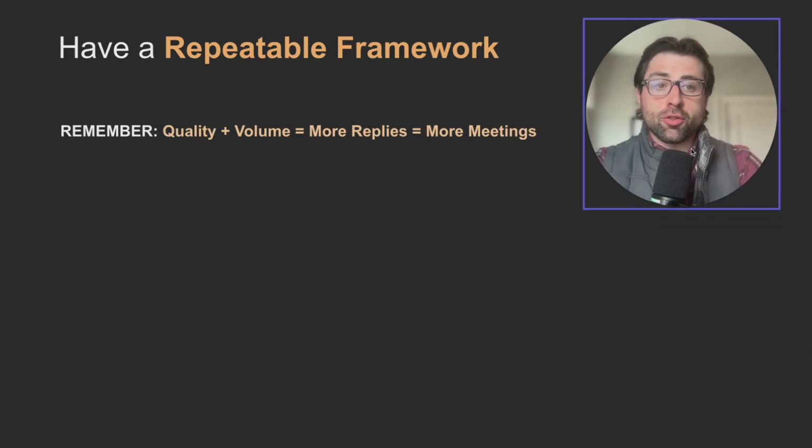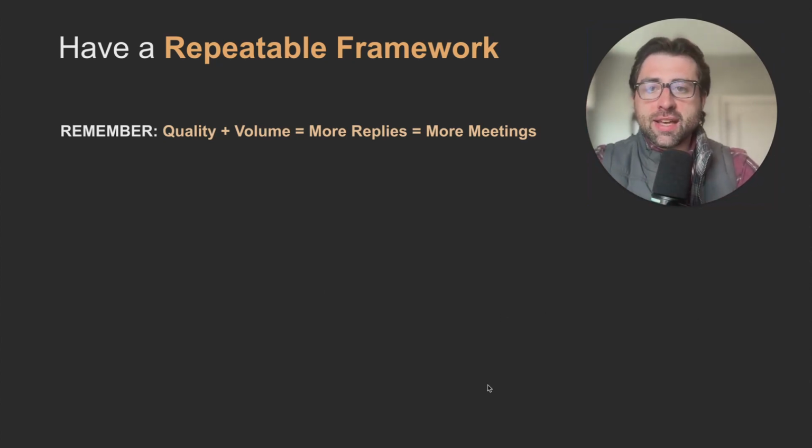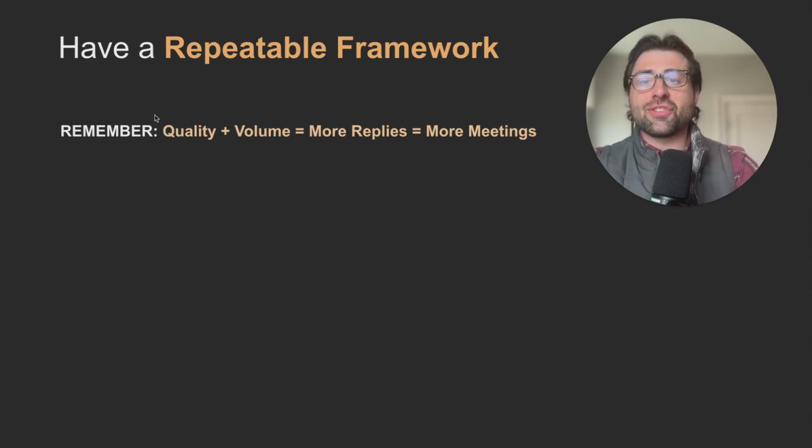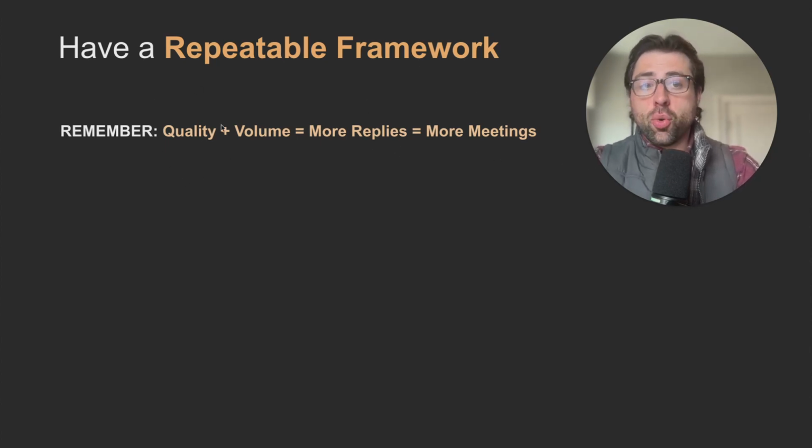You can't just look at a job title and say, oh, here's the email I typed up, spend 20 minutes on it, and then move on to the next person on your list and spend 20 minutes on it, because that's not scalable. You have to remember, the formula for email success is quality plus volume equals more replies, which equals more meetings. Yes, you need quality in place.